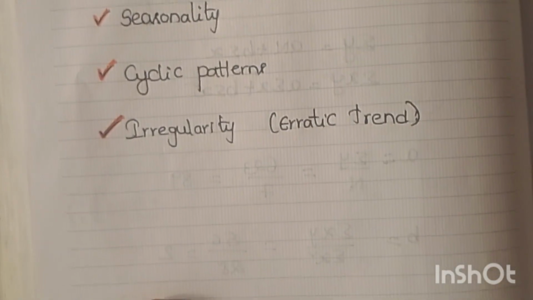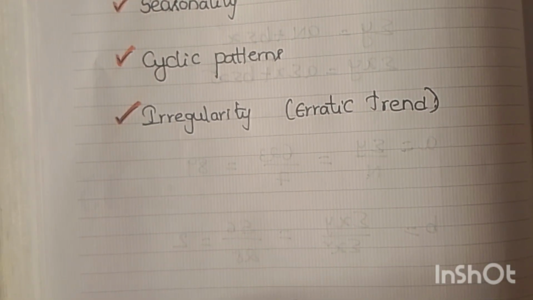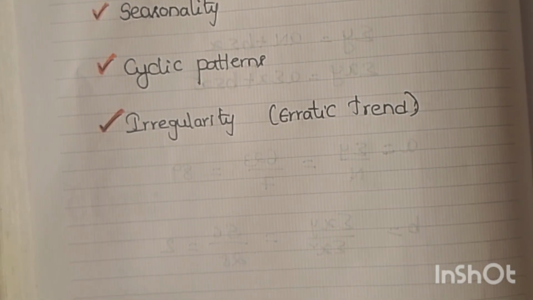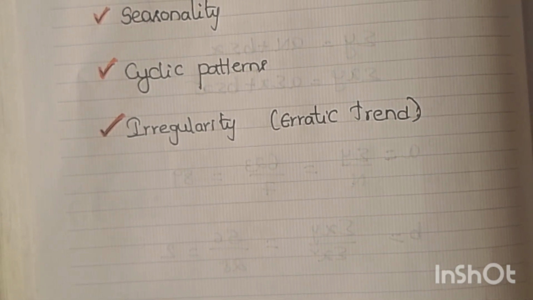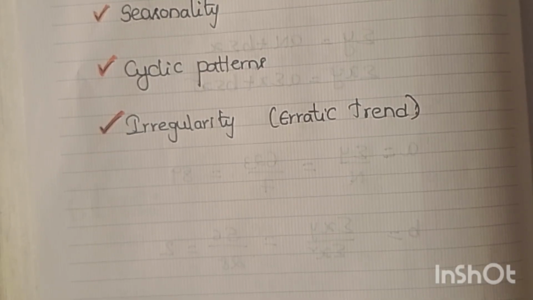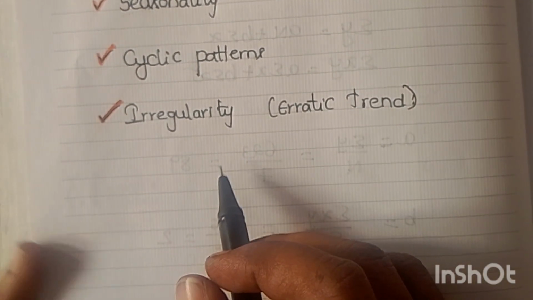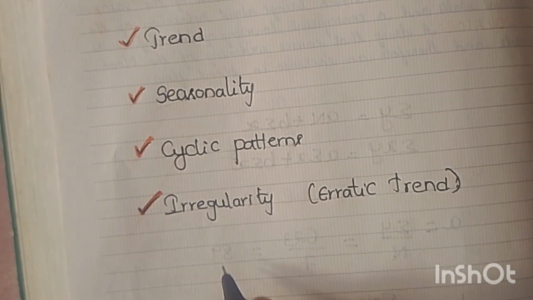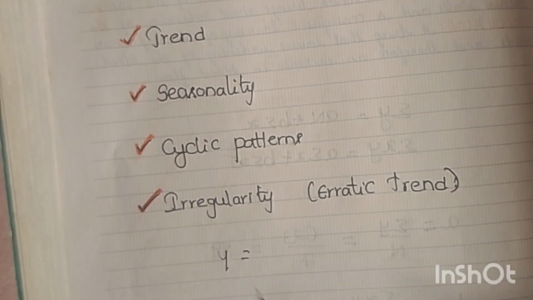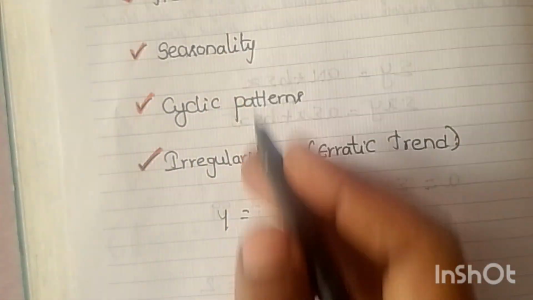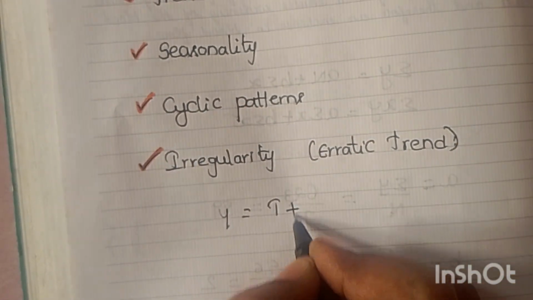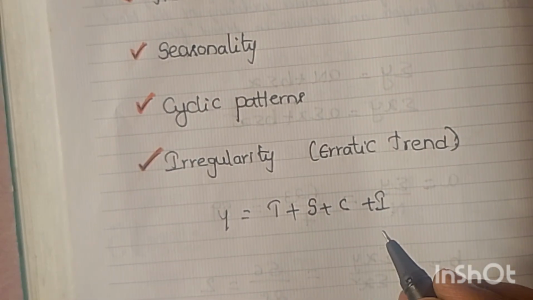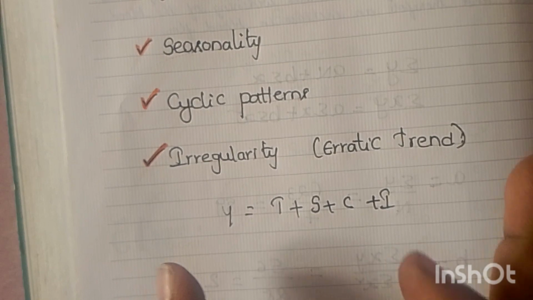Irregular or erratic trends, like wars, Covid, or strikes. Because of these types of things, irregularity exists. So in time series analysis, the sales value focuses on these four factors: trend, seasonality, cyclical factors, and irregular patterns. Okay, so this is the concept of time series analysis.